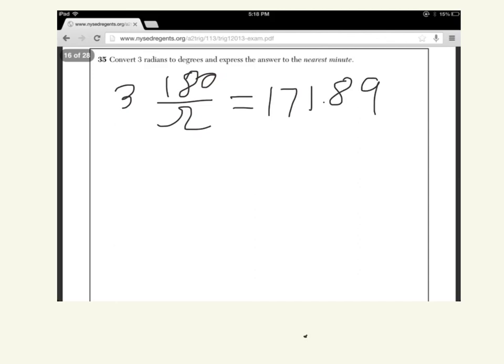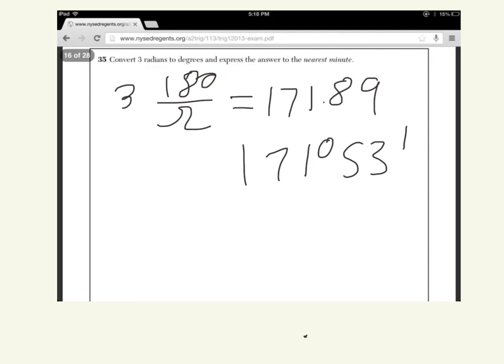Now the key thing here is to know how to use the calculators for this, because that, quite frankly, is the simplest way to figure out an answer like this. If you plug it into your calculator, you put 171.89, and you click the buttons that will allow you to display that number in the minute and degree form, and that will tell you that your final answer is 171 degrees and 53 minutes, and that would be your answer.